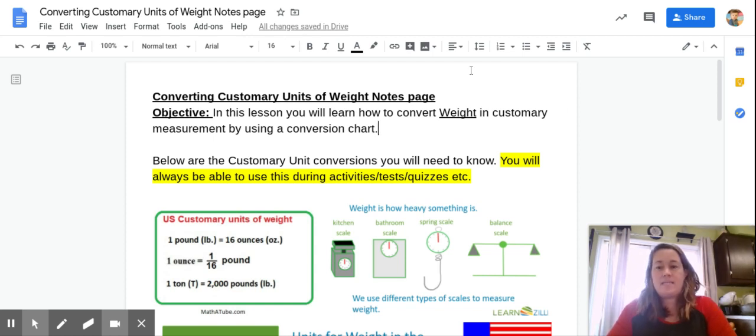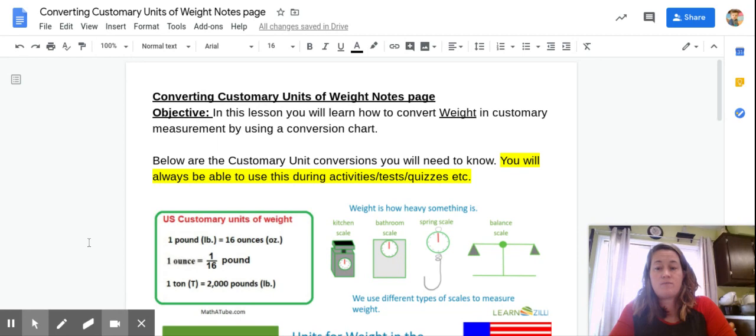Guys, so today I wanted to go over the new lesson. We're going to be still converting measurements, but instead of length like we did, we're going to be doing weight. Okay, so this is our notes page, just like we did for the beginning of last lesson.